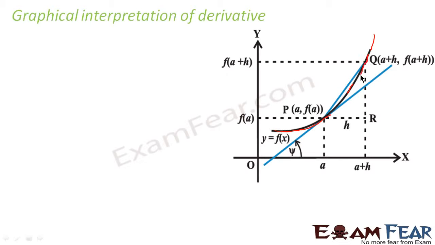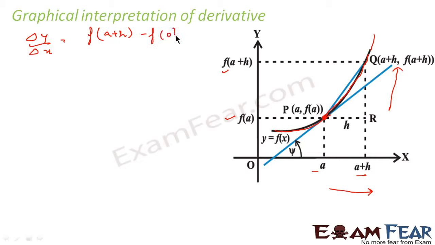If you see this function, the value of this function at a is f(a), and the value of this function at a plus h is f(a+h), correct? So if you go from here to here, this point, change in y is this value. So derivative is nothing but dy by dx. That is nothing but change in y, which is f(a+h) minus f(a). Correct? This is the change in y.